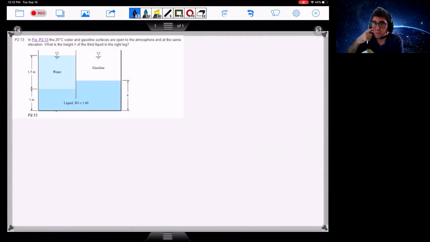So, can you read the problem? Is it clear? Yes, I can, but I don't know if other people can. Yes, it's clear. Okay, great. So it's asking us to find what is the height, h, of the third liquid. So this is h right here in the right leg, right? Yes. Okay, great.